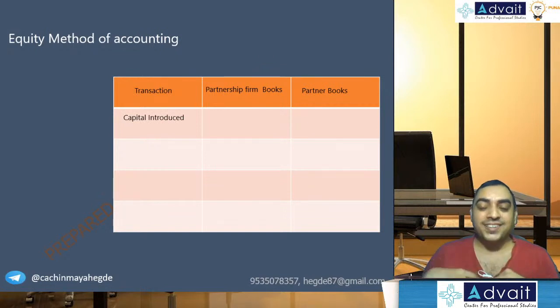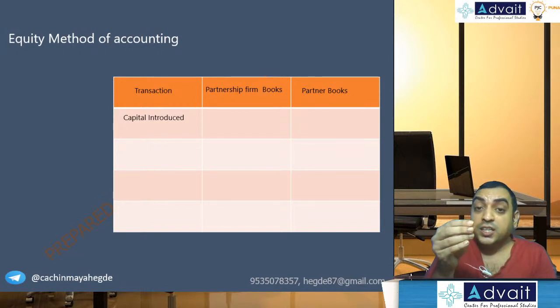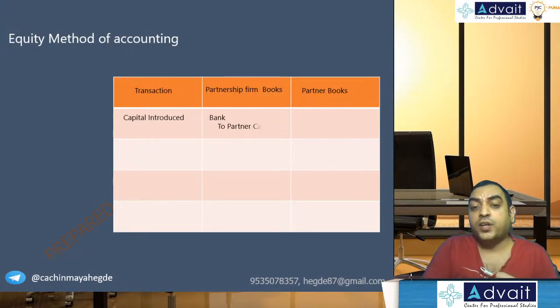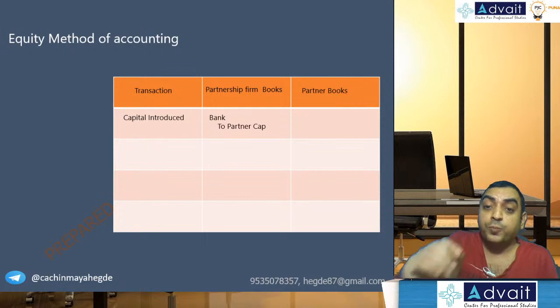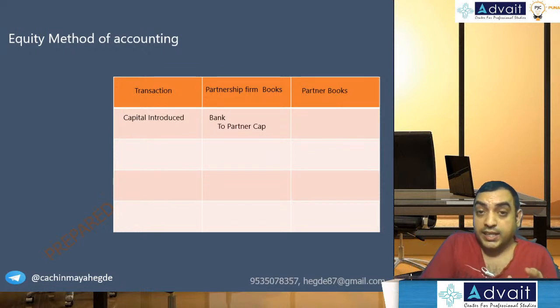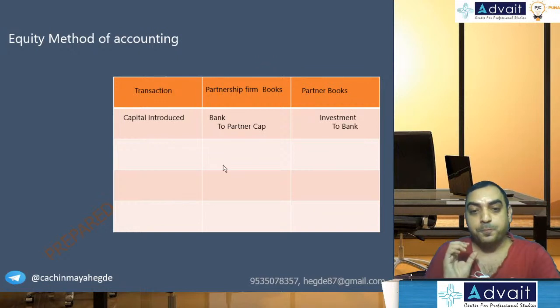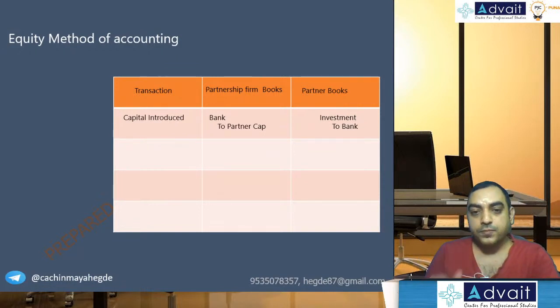When a partner introduces capital, what journal entry is passed in the firm's books for receiving the capital? Bank account debit to partner's capital. And what entry will you pass in the partner's books? He will have an investment in partnership firm, so investment account debit to bank. So for one person it is receiving an amount, for the other person it is an investment.